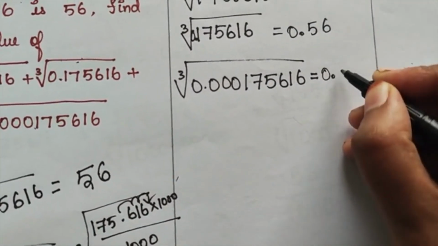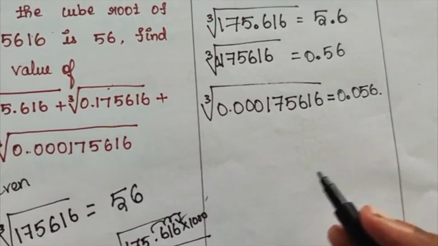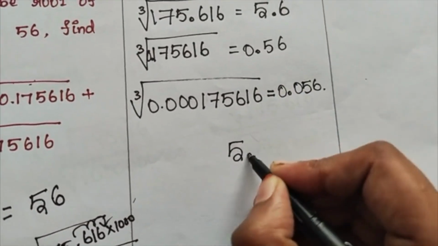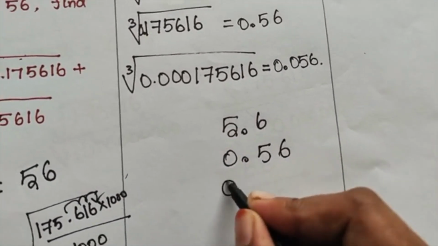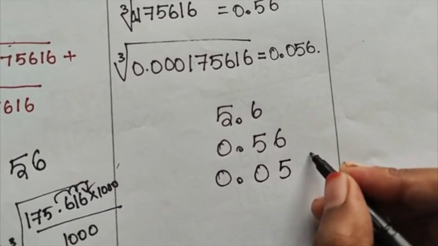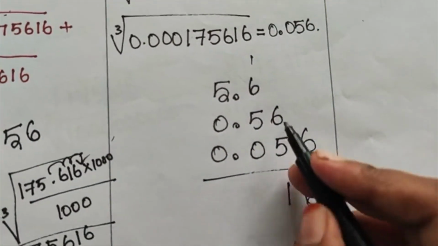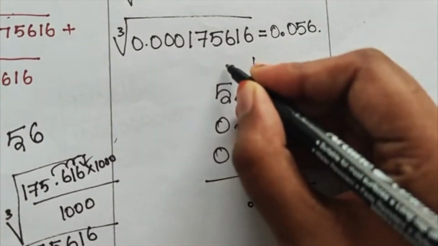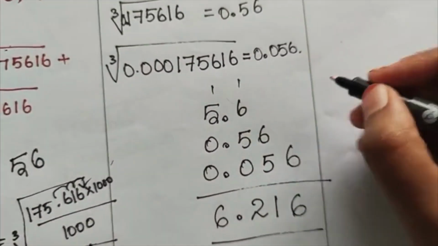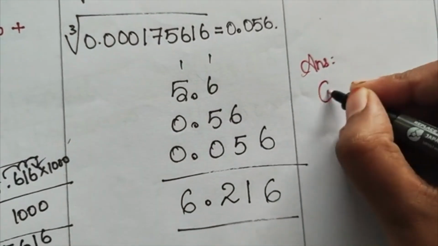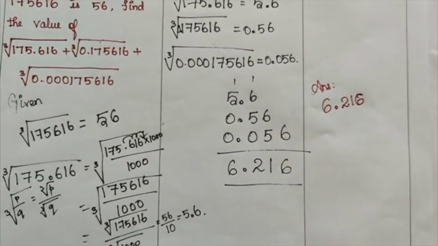Substituting the value, we get cube root of 0.000175616 is nothing but 0.056. So now we add all these numbers. So we can write 5.6, 0.56, 0.056. Adding we get 6, 1, remainder 1. This is 12. Remainder 1, 6.216. So the final answer is 6.216. So this is the answer.